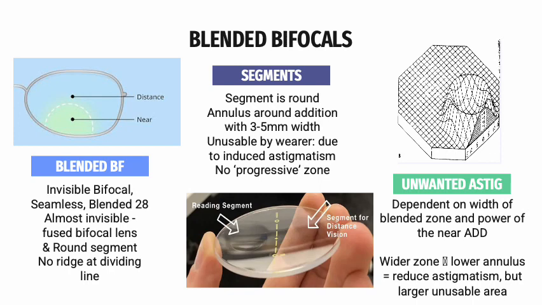This figure illustrates the area of astigmatism seen in a blended bifocal, which is the raised annulus. It is due to the change in the curvature at the blended zone. However, it depends on the width of the blended zone and the power of the near addition. The wider the zone, the lower the annulus, which might reduce the astigmatism, but leaves a larger unusable area.